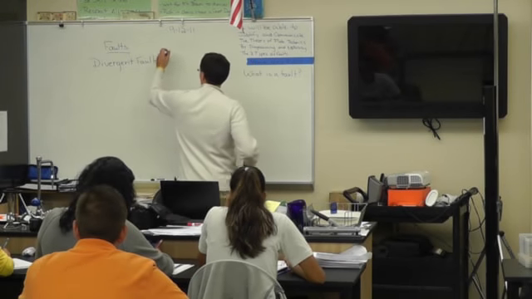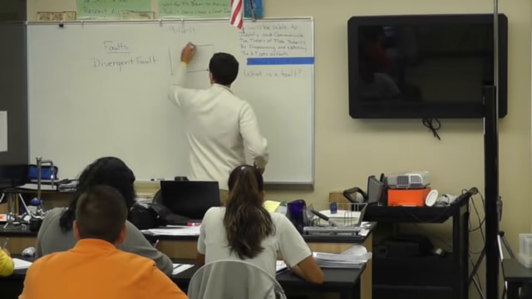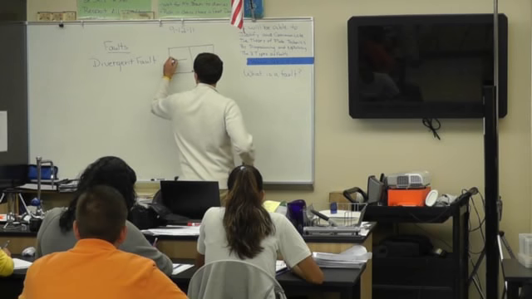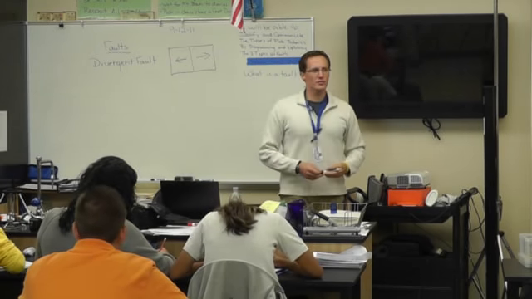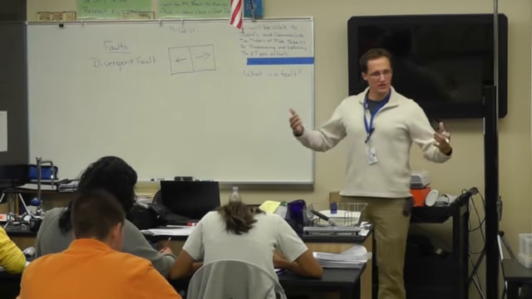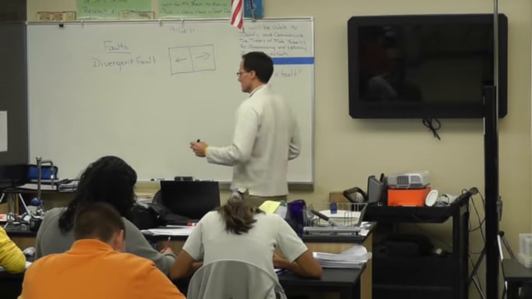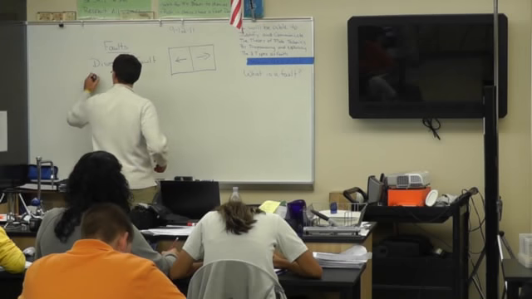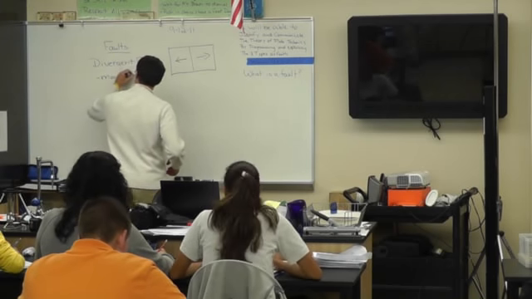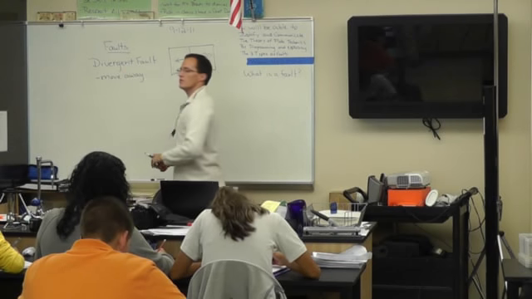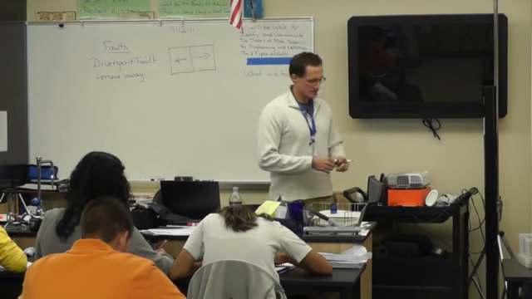So an easy drawing, which when you guys do your homework you have to do a more complicated one, is you have 2 landmasses moving away from one another. They diverge, they go away. So they move away from one another.